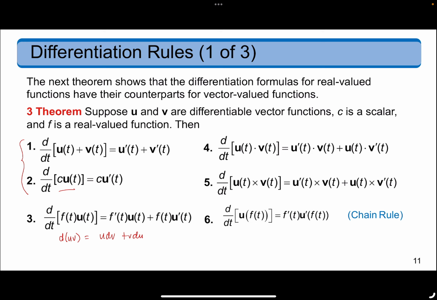While for the derivative of a composite function, we apply the chain rule. So the derivative of u of f of t would be the derivative of u, which is u prime of f of t, times the derivative of f of t, which is f prime of t.